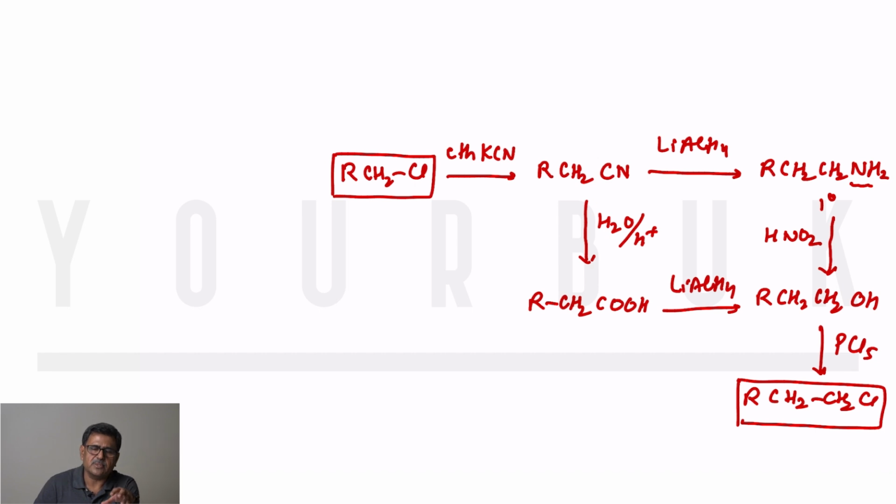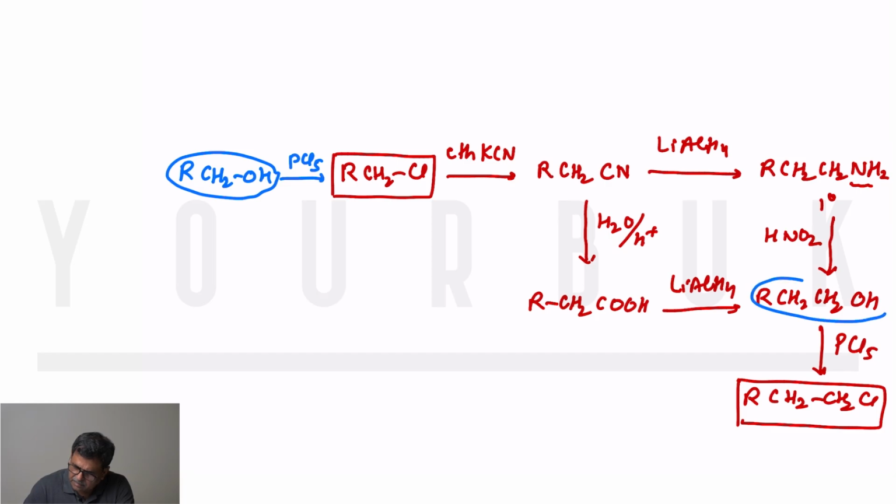Now suppose you want to step up in the alcohol series. Again, you can't use KCN with alcohol. You first change the alcohol into chloride like this, using PCl5 or SOCl2, and then follow the sequence and stop your reaction at this stage. So alcohol to alcohol, you can step up.